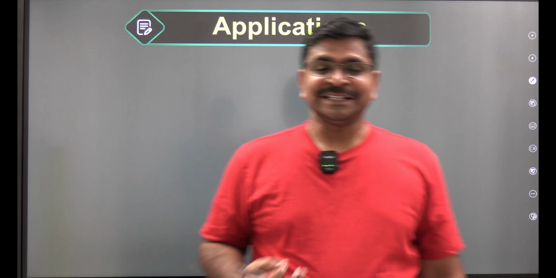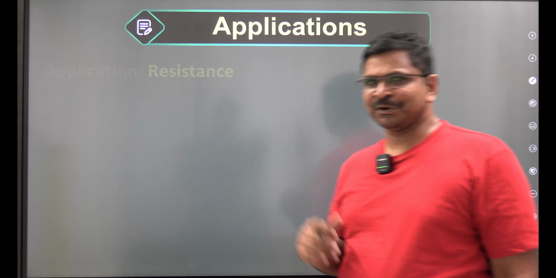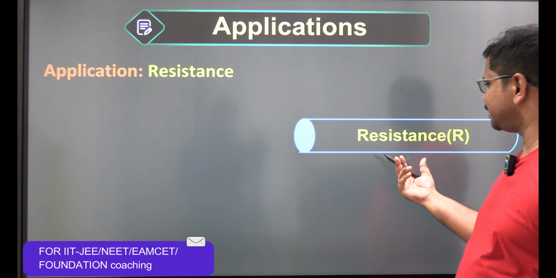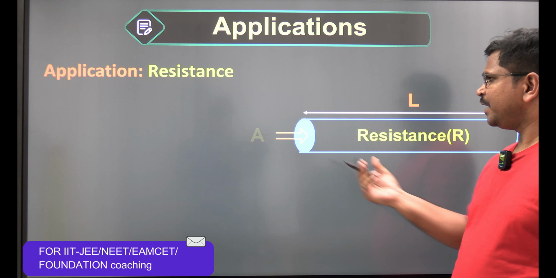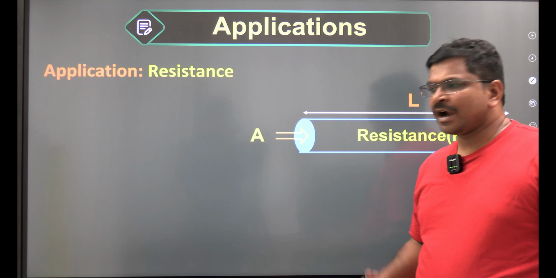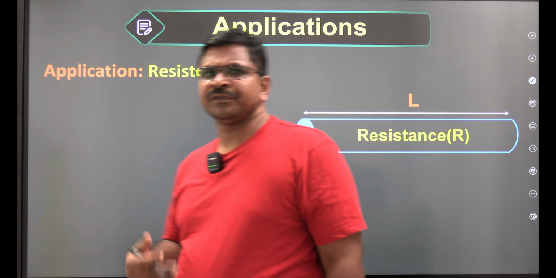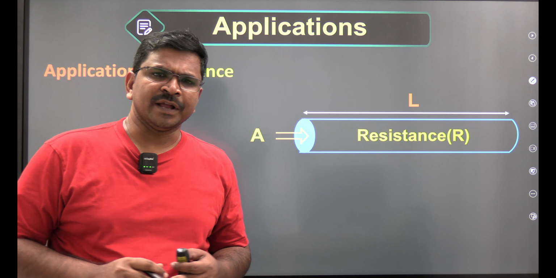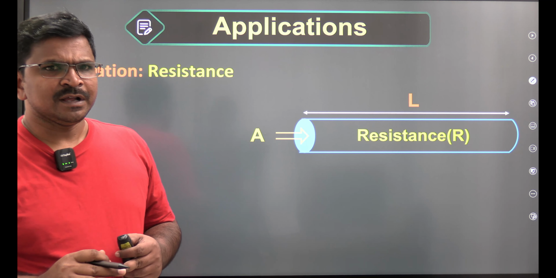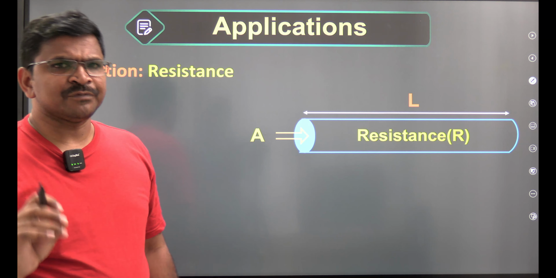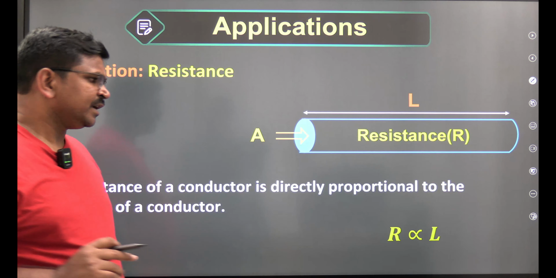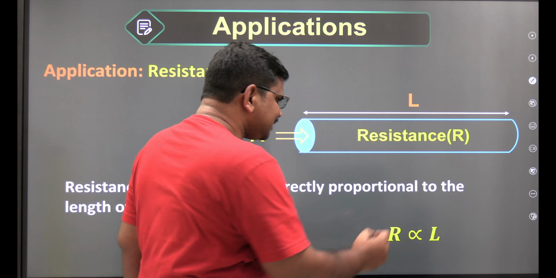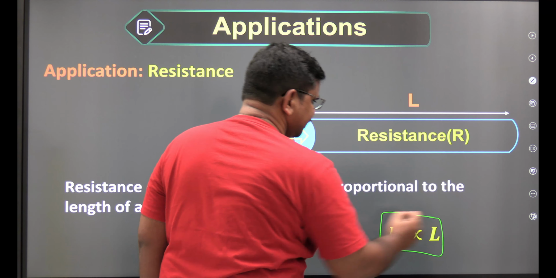Now, let us discuss a simple application based on this. Just now I told you. Here, the application is resistance of a conductor. Let me assume this is the conductor of length L and area of cross section A. According to Ohm's law, after the discussion regarding the variation of the electric current with respect to the potential, we know that the resistance of a conductor is directly proportional to L. So we can write R directly proportional to L. This statement is from your science, that is physics.